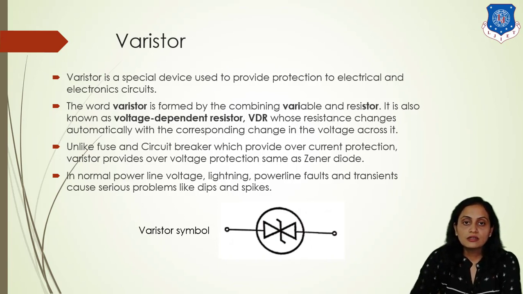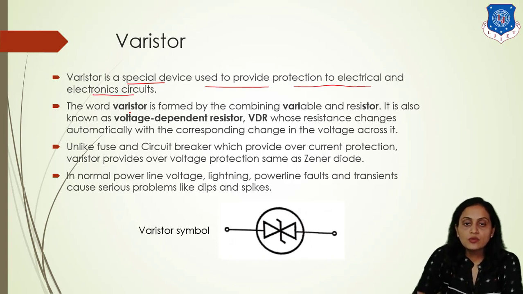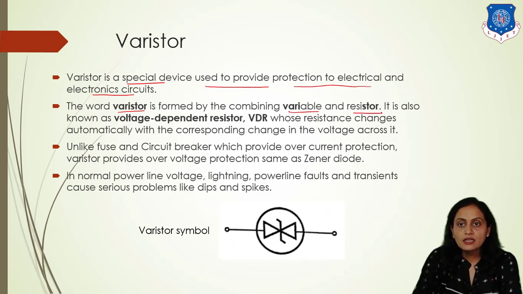Now we will see one more device, that is a varistor. Varistor is a special device used to provide protection in electrical and electronic circuits. The word varistor is formed by combining two words, that is variable resistor. It is also known as the voltage dependent resistor, whose resistance changes automatically with the corresponding change in the voltage across it.